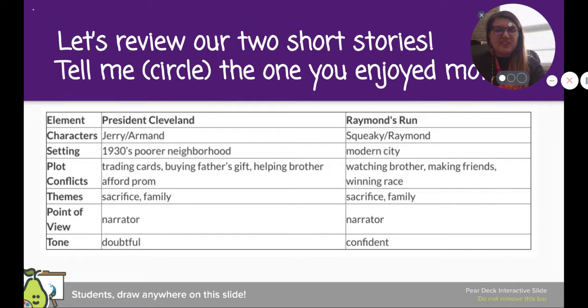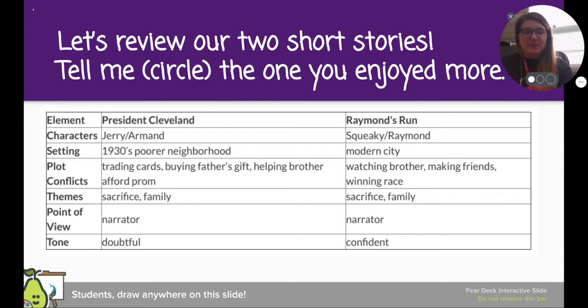So let's just review the main things about each story. So we have President Cleveland, Where Are You? Our characters were Jerry and Armand, and they lived in a 1930s poorer neighborhood. What they did was they traded cards, they bought gifts for their father, and Jerry helped his brother afford prom. Some of the themes we saw were sacrifice and family. And the point of view was told from the narrator, which in this case was third person, and the tone was often pretty doubtful.